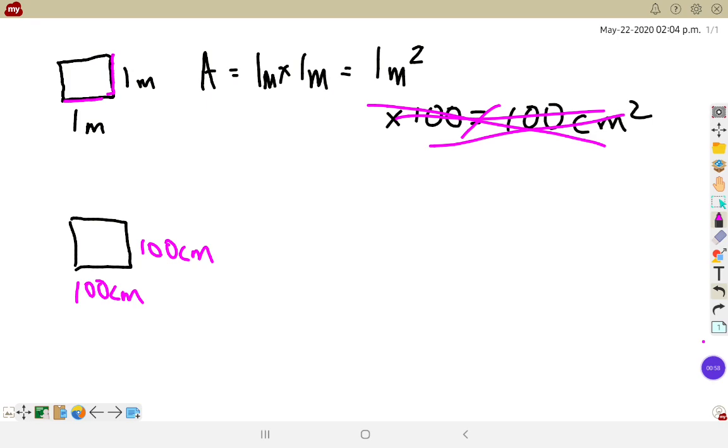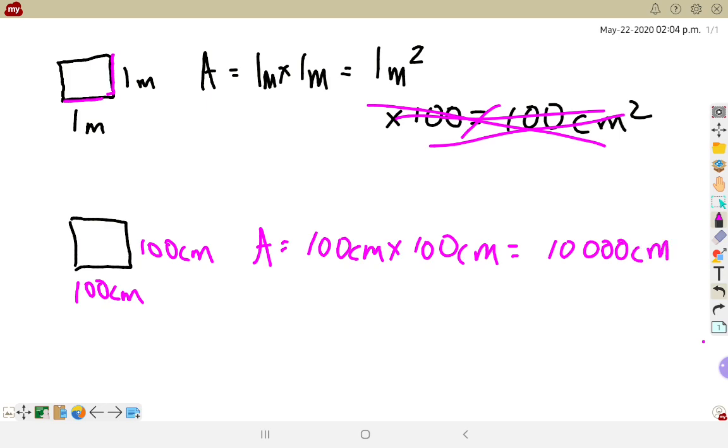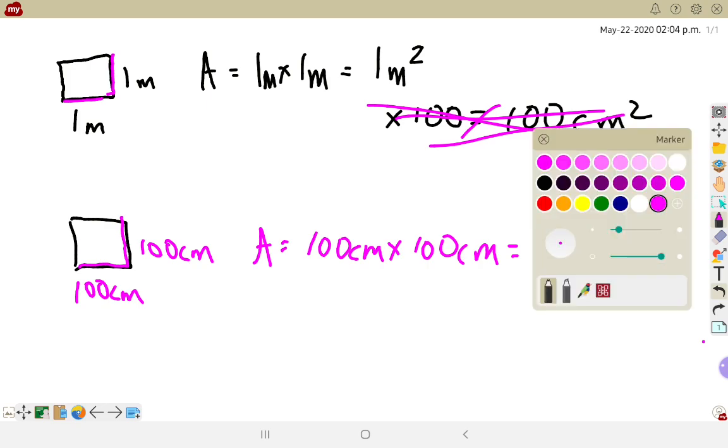So since they're both 100 centimeters, now when I go to find the area, it's 100 centimeters times 100 centimeters, which is really 10,000 centimeters squared. Okay, so it's a different conversion from meter squared to centimeter squared. I don't just get to multiply by 100, and that's because each side needs to convert separately. So it's almost like the conversion is happening twice.